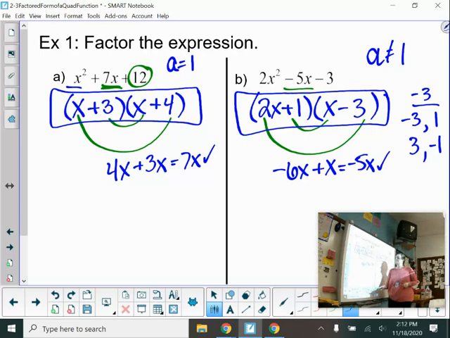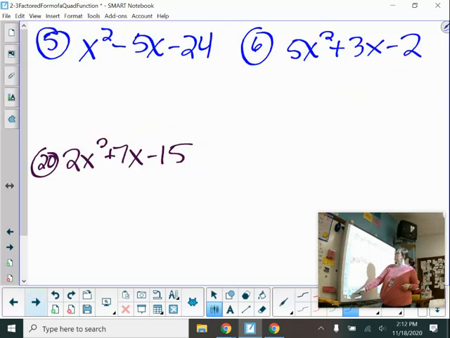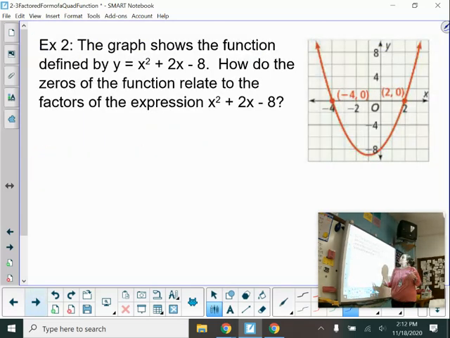making sense. So now we pick up with example 2, and example 2 is the main reason why we want to factor. It goes back to that factored form that I showed you on the first slide. So we have this graph here that shows the equation y equals x squared plus 2x minus 8, and we want to see how the zeros of the function are going to relate to the factors of this expression. Well, first of all, I want to talk about the word zeros.